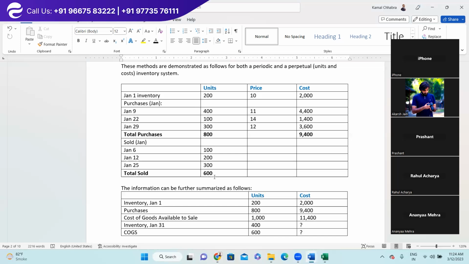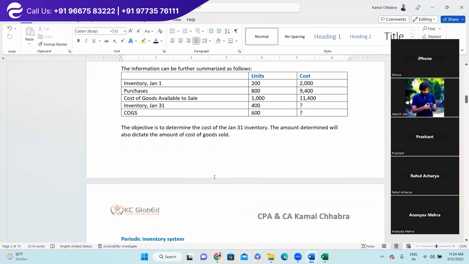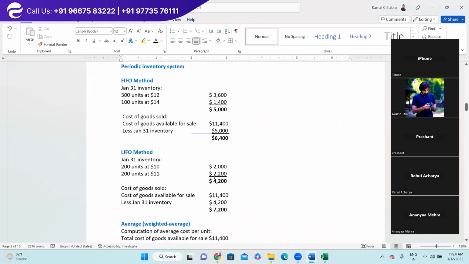Okay. And what is COGS? 600 divided by 11.4. How much is it? 6840.